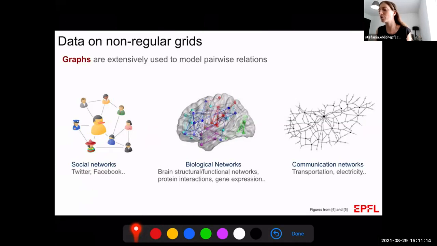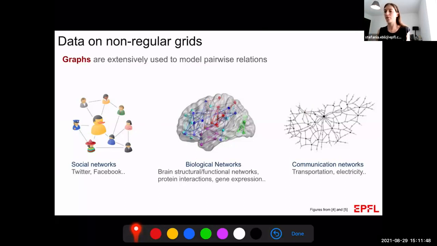Or we have biological networks, like brain structural or functional networks, in which nodes can represent neurons or parts of the brain. And the connections between these neurons or parts of the brain reflect how strong the interaction is. Same with communication networks, in which nodes can represent cities or areas in the world, and edges might represent a way of communication between these 2 areas in the world.